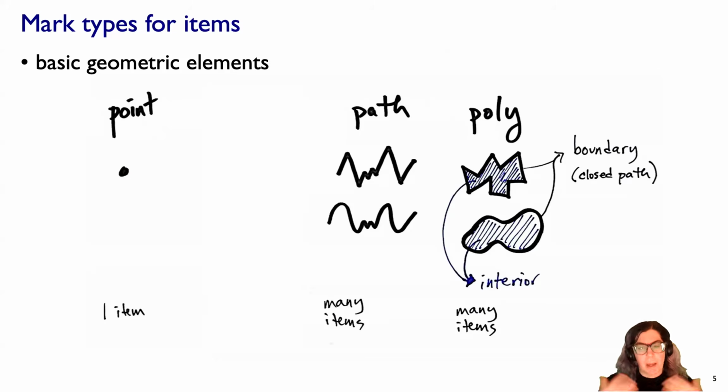That can either be a path, you can think of that somewhat like a line, where you're possibly connecting many different values. And then if we have that path actually wrap around and close up to form a boundary, then we're going to call that a poly. You can think of that like an area that has both the boundary and also the interior. And again, both paths and polys represent many items of data at once.